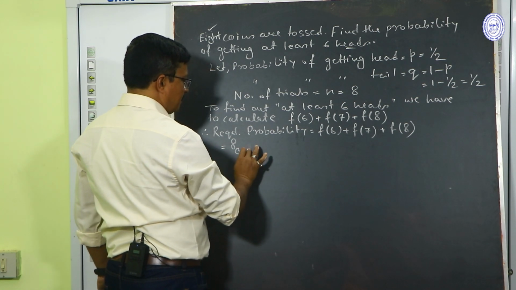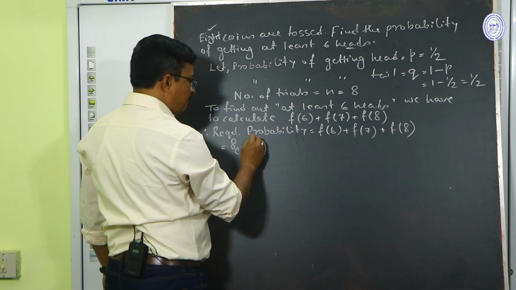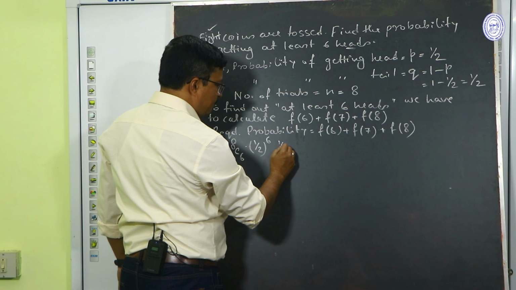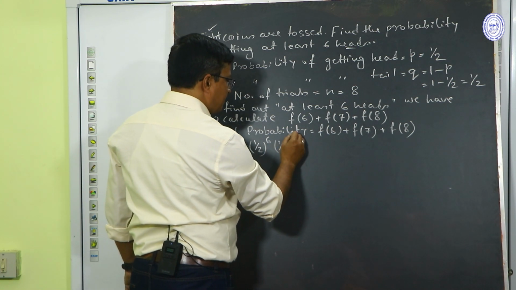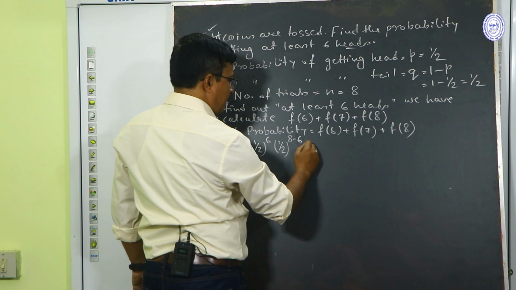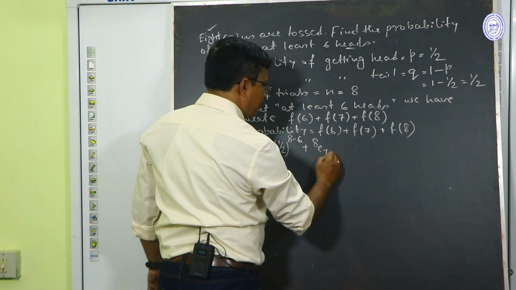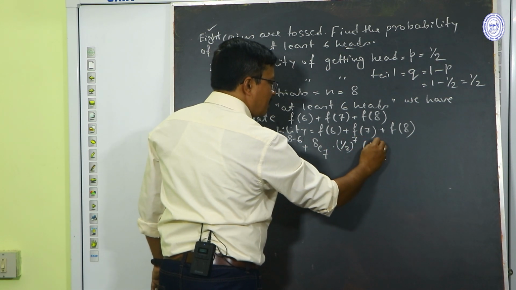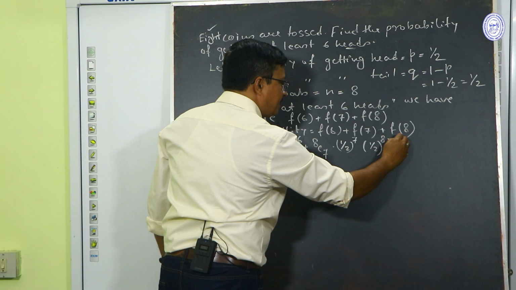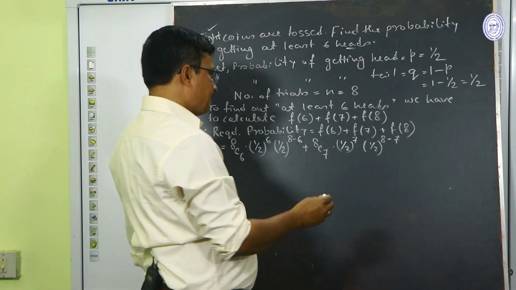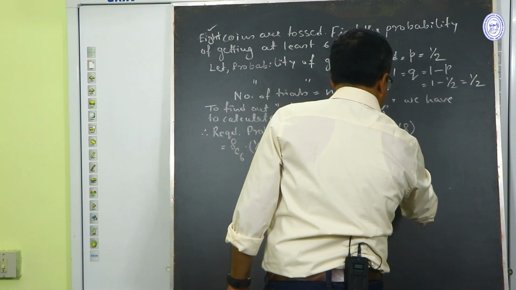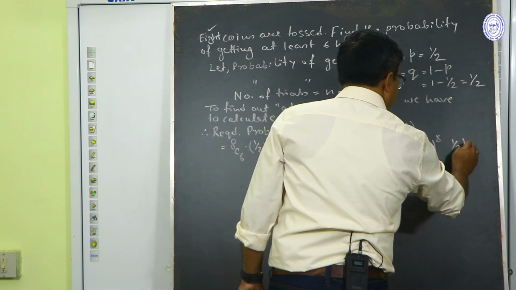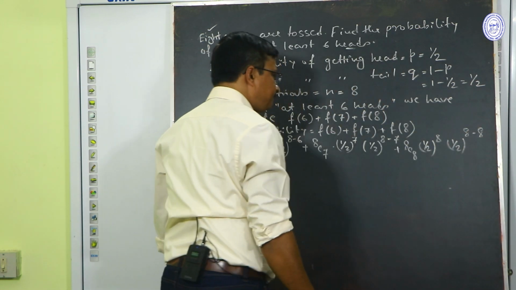8C6 into half to the power 6, that is the probability of success, half to the power 8 minus 6. Next, 8C7 for F7, half to the power 7, half to the power 8 minus 7. And the last part is F8, so 8C8 half to the power 8, half to the power 8 minus 8.